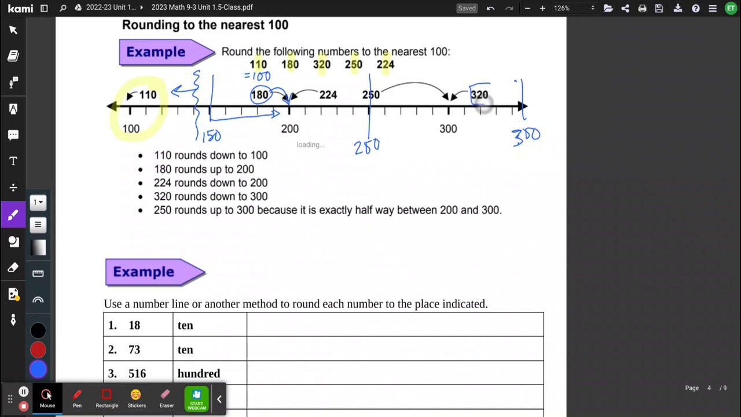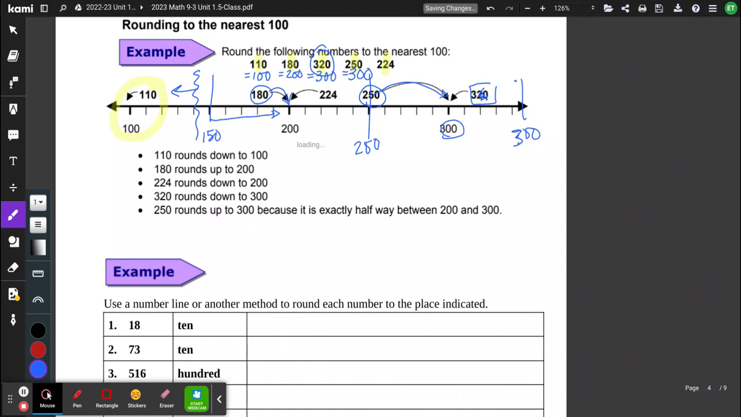320, if I look at 320 over here, that's this number here. 320, the number 2 will round down. So 2 is going to get rounded down and become 300. Now 250 is right in the middle. So what did we say about the guys right in the middle? Are they going to round down or are they going to go up? No, they're going to go up. Exactly. So this guy's going up and he's going to be 300.